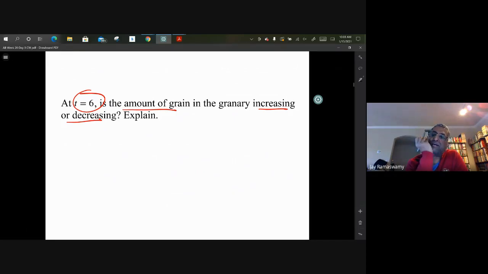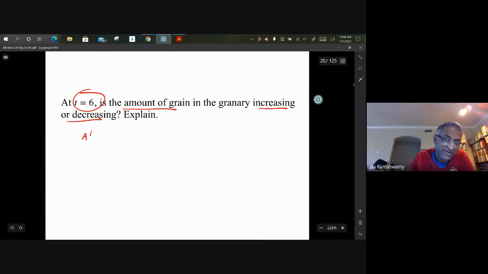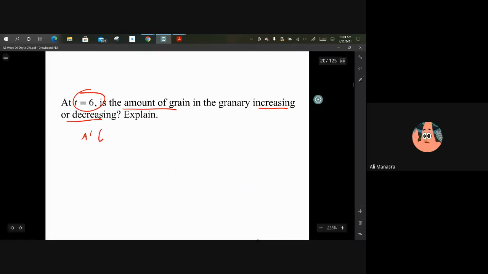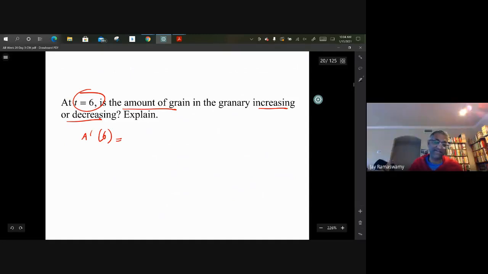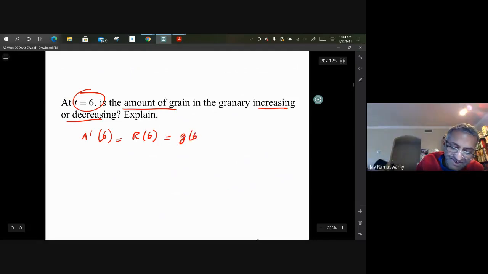Mr. Manasra or Mr. Al-Nabulsi, either of you, how do we interpret the question? What do we need? A dash of t. No, equal to 6. Oh yeah, A dash of 6 is greater than or equal to 0. Yeah, thank you. You got that. Isn't A dash of 6 nothing but R of 6? Yes, which is G of 6 minus H of 6. Yes? Greater than or less than 0.